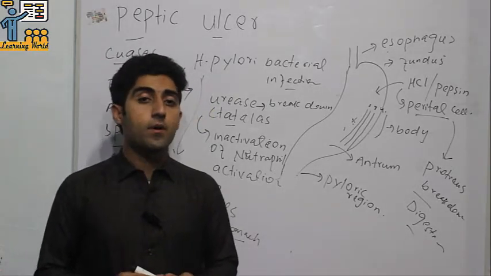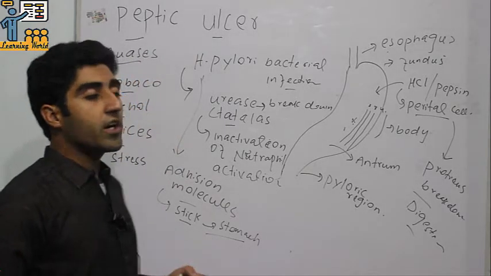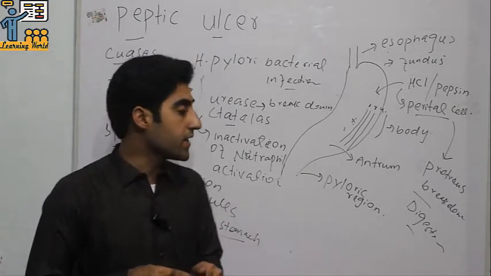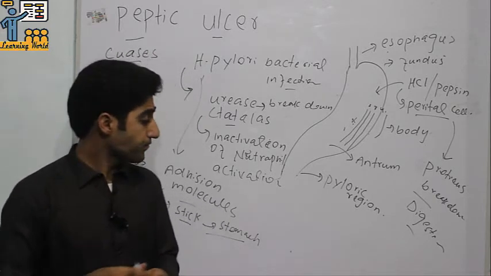Another main cause of peptic ulcer is NSAIDs. Too much use of NSAIDs, non-steroidal anti-inflammatory drugs such as aspirin, will also cause peptic ulcer.